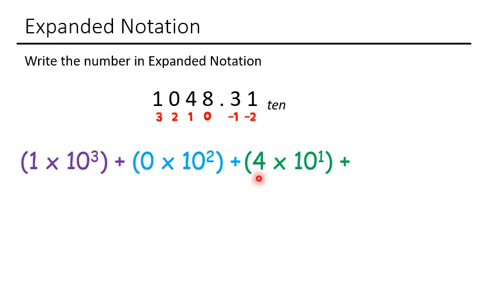Then we have 4, so 4 times base 10 to the first power. Then we have 8 times base 10 to the 0 power. Now, why is this important? Well, anything to the 0 power is equal to 1. And this is the ones place, so that's the ones digit. That's why we have to have that 0 in there as our place value.